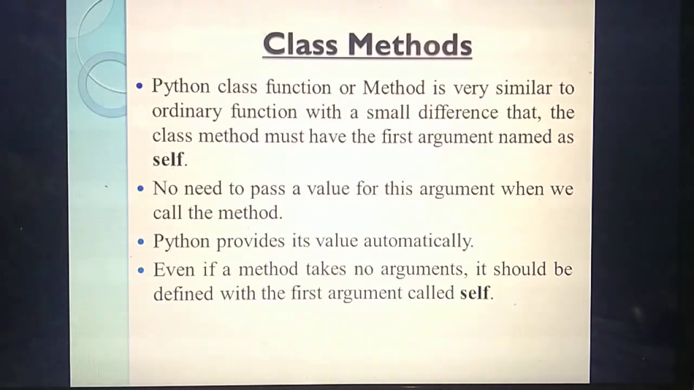Always the first argument will come. Even if you are not defining it, the program will automatically consider the first argument as self, and it will also provide a value automatically to the self. You do not need to provide any value for this argument. So even if you are not defining any argument, Python will consider the first argument as self.